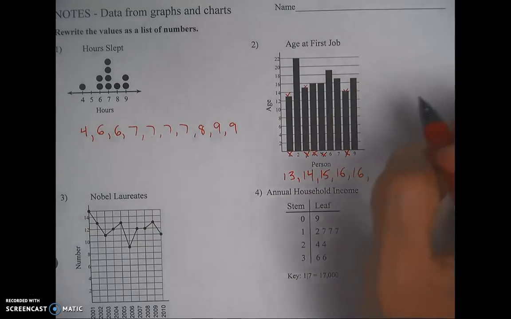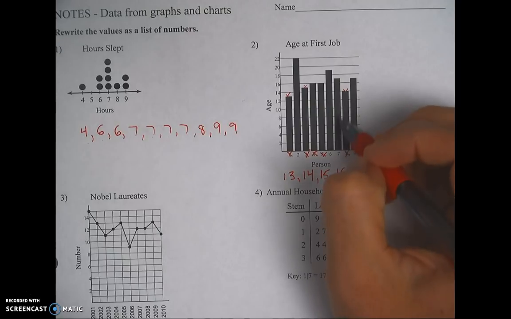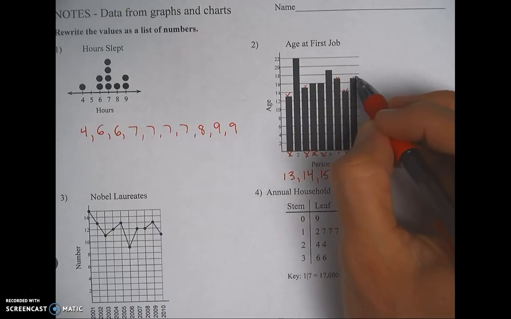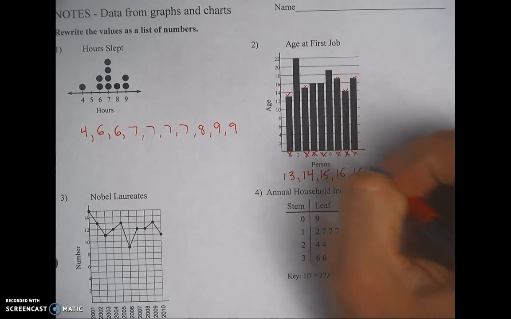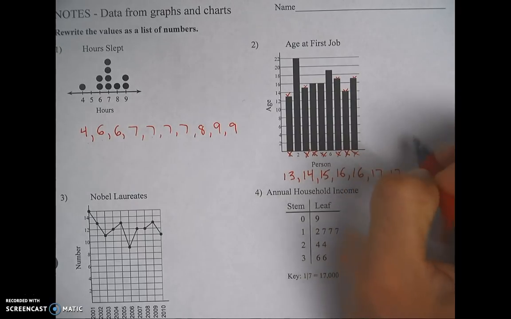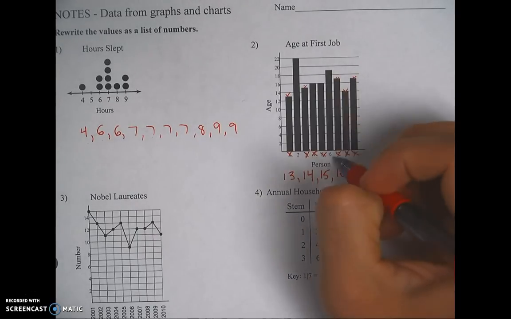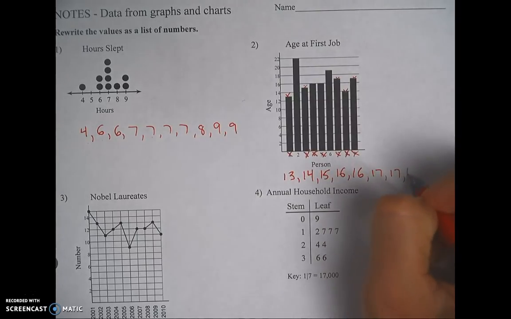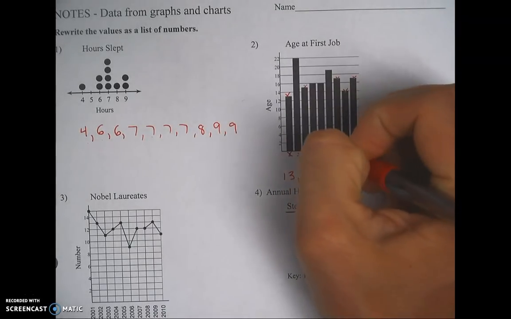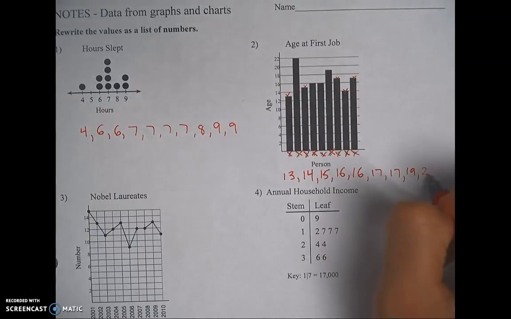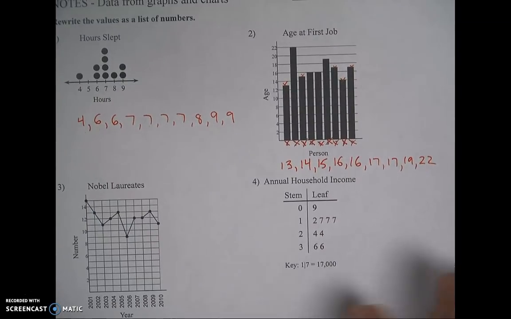Person number 7 and 9 would come next because they're both sitting right here at 17. And then the last two, person 6 is at 19, and person 2 is at 22. So now I have a list of my data, and I can start to organize it with the mean, the median, the mode, and the range. Okay, but I've got to interpret this graph first.